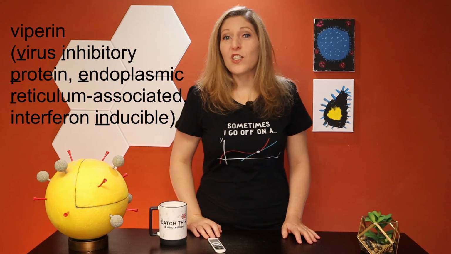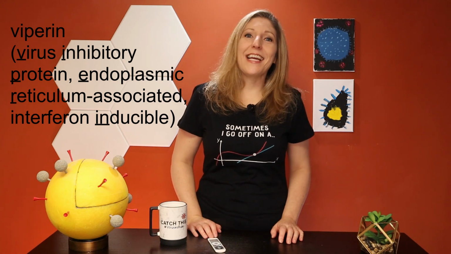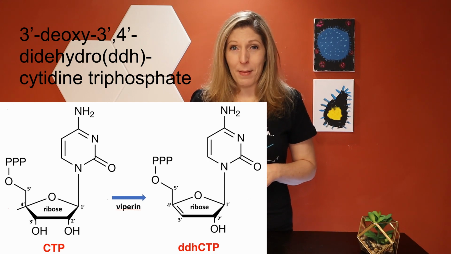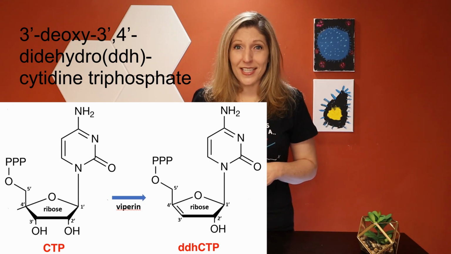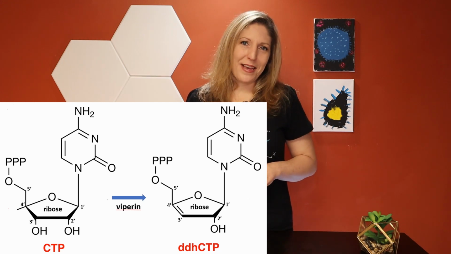But what does all of this have to do with viruses? Viral infection in humans induces production of interferon. Interferon is a cytokine that further stimulates the expression of other genes, one of which is Viprin. Viprin stands for Virus Inhibitory Protein Endoplasmic Reticulum Associated Interferon Inducible. Research in recent years has shown that Viprin catalyzes the conversion of CTP to 3' deoxy, 3', 4' didehydrocytidine triphosphate. I won't be saying that again, so let's just call it DDH-CTP.